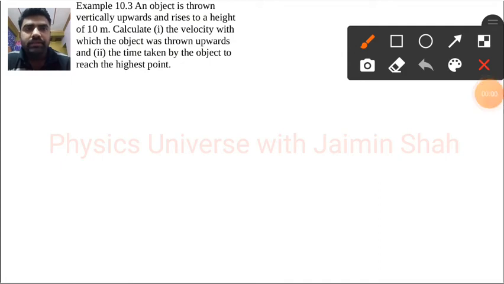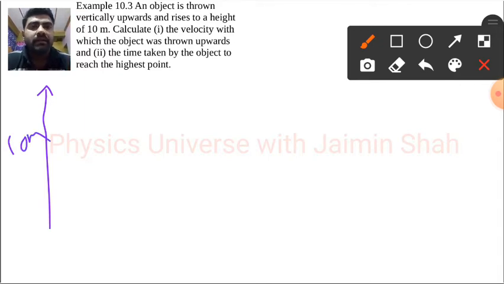Now the question is: an object is thrown vertically upward and rises to a height. So we are throwing an object vertically upward and it rises 10 meters. Calculate the velocity with which the object was thrown upward.